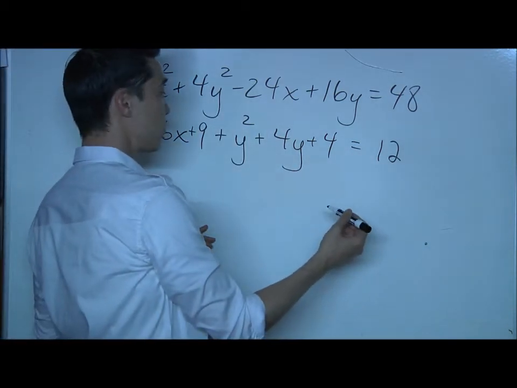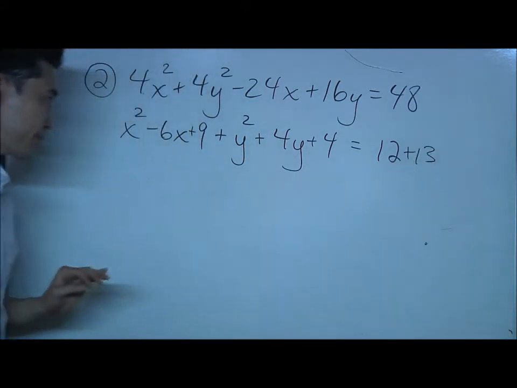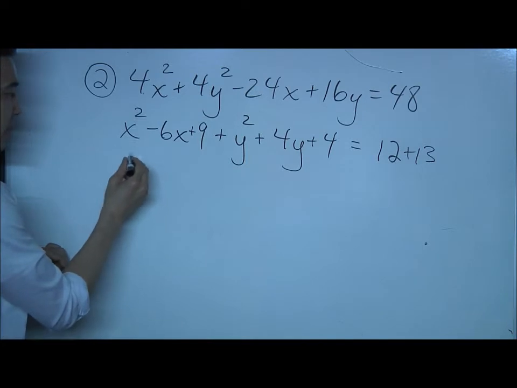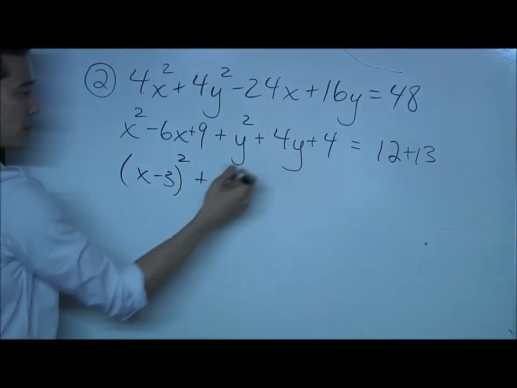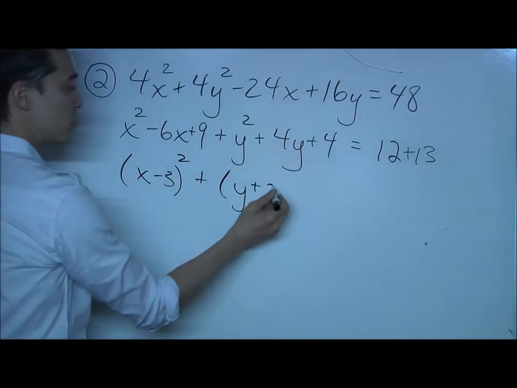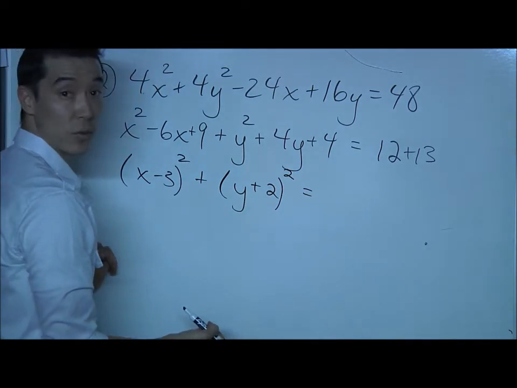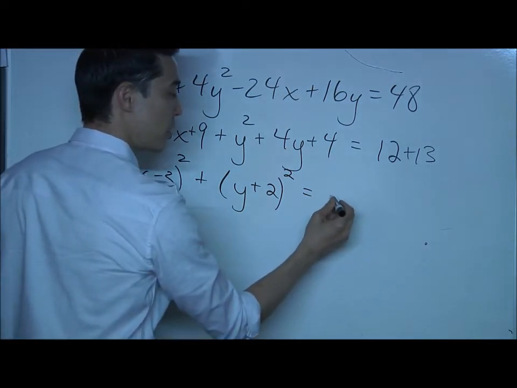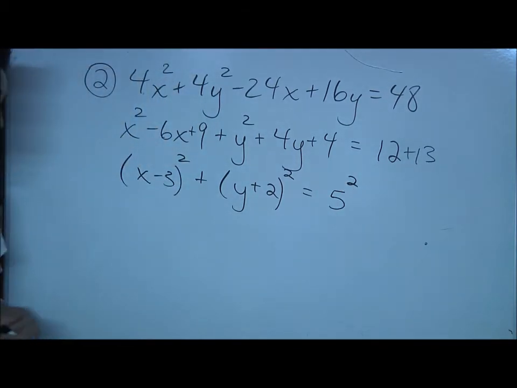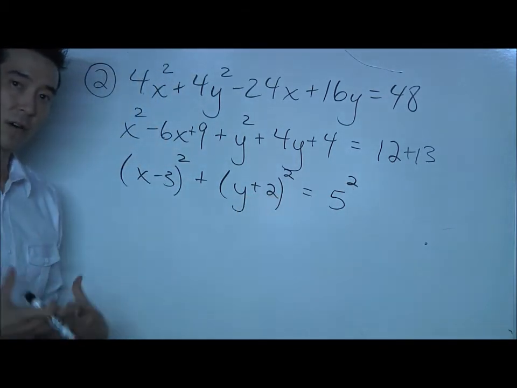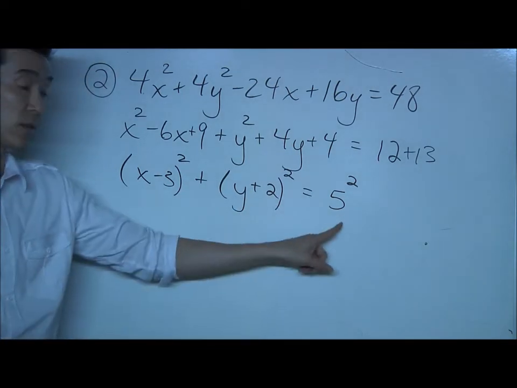So since 9 plus 4 is 13, I'm going to add 13 to this side as well. Okay? And then this is going to be a perfect square, so it's (x minus 3) squared, plus this is going to be a perfect square, (y plus 2) squared, equals 12 plus 13, which is 25, and that's r squared. So I'm going to put 5 squared, which is 25. All right, this is perfectly set up now for our equation of a circle, and now I can read off what the center of the circle is and what the radius is.